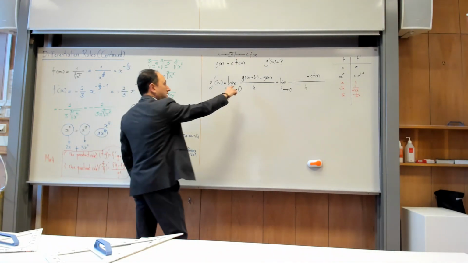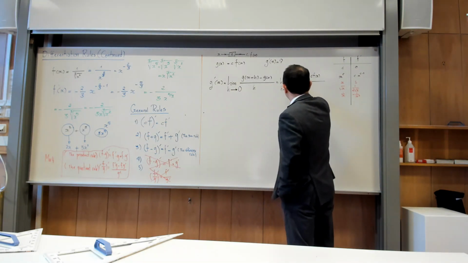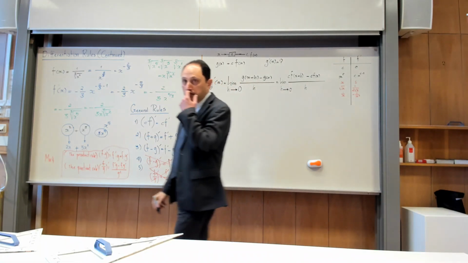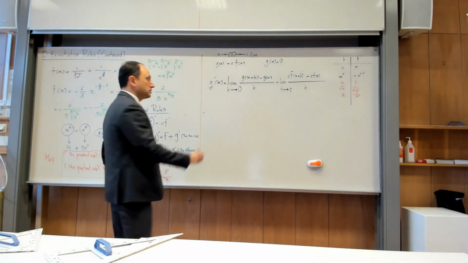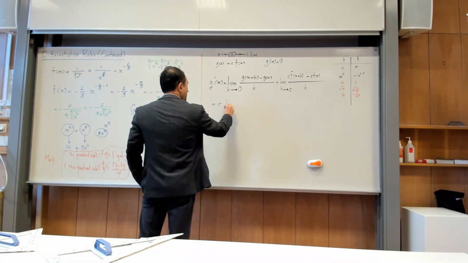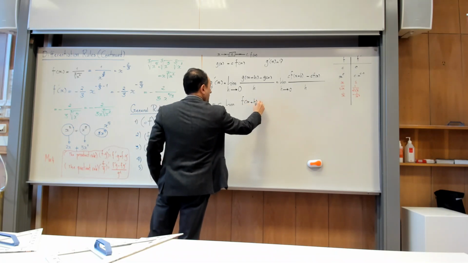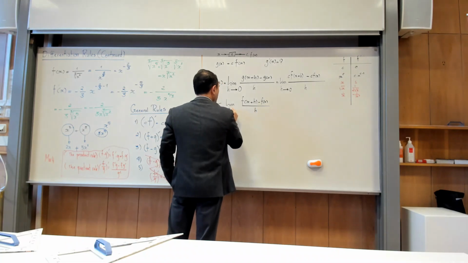Now I am sending x plus h in. So what can I write here? It becomes c times f of x plus h. And then it is clear that I can factor c out. So I can factor c out: c times the limit of f of x plus h minus f of x, over h, as h goes to 0.